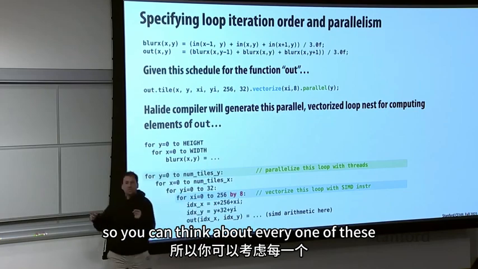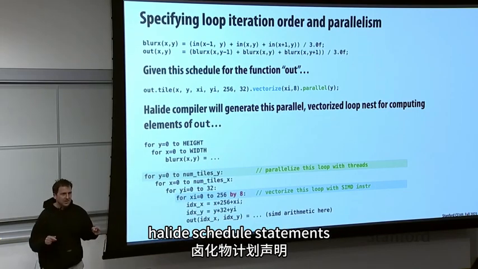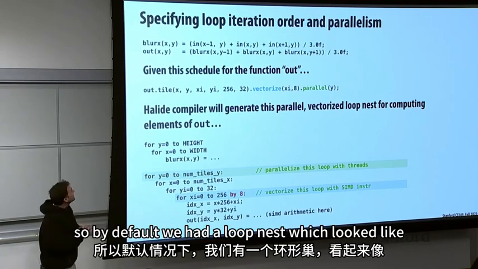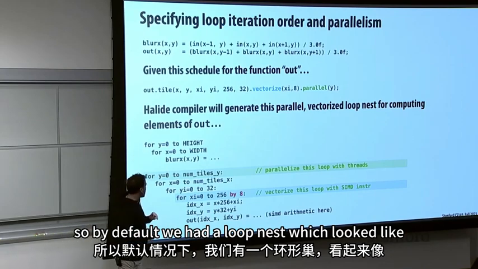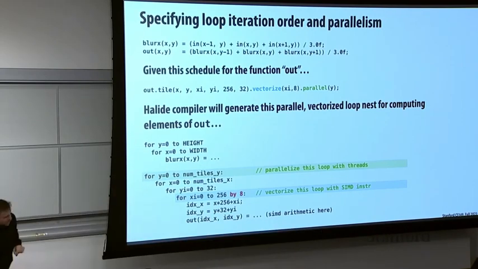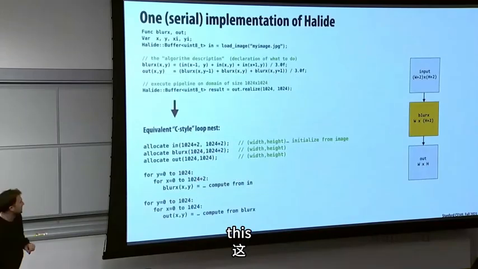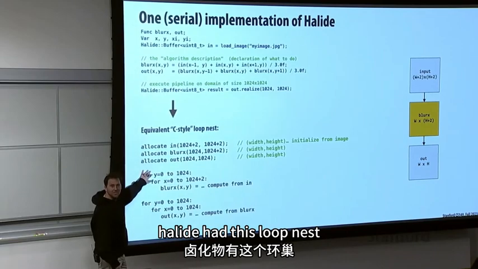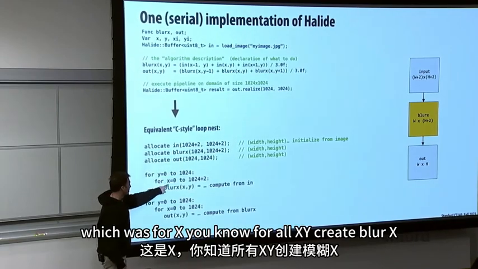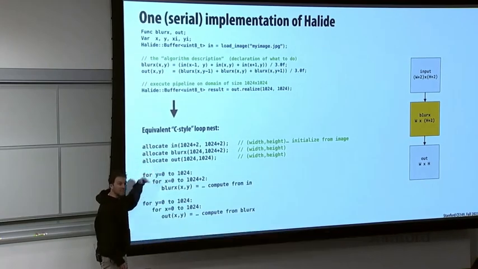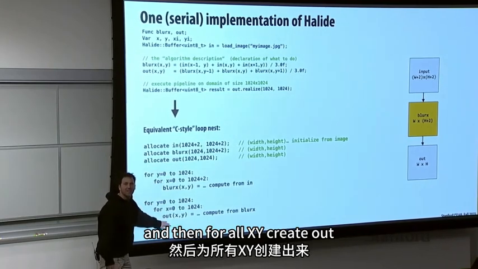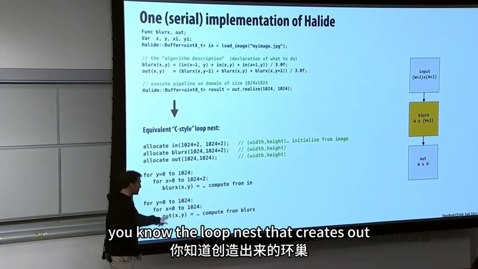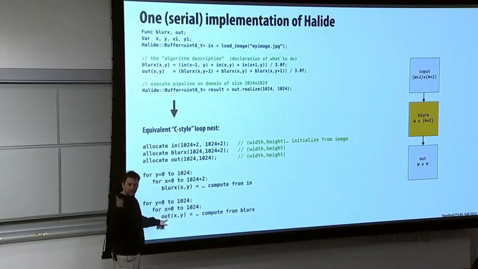you can think about every one of these Halide schedule statements as actually manipulating a loop nest that exists in the program. So by default, we had a loop nest which looked like this. By default, if that was the program, Halide had this loop nest, which was: for all xy, create blur x, and then for all xy, create out. And so what that statement said, hey, the loop nest that creates out? That's what our code did.